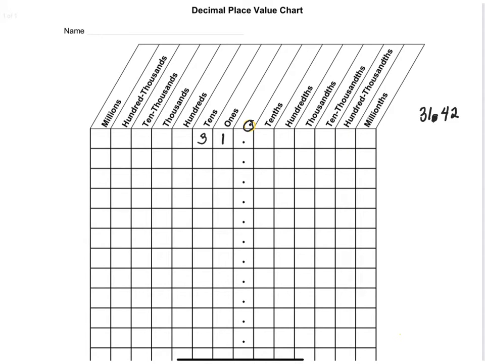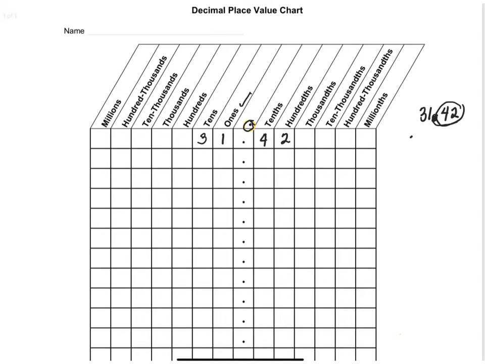But look, after the decimal, we have this number. So we put here 4 tenths and 2 hundredths. All right, as you can see, we do not have ones after the decimal. So whatever you see after the decimal, you will start with tenths. All right, so let's look at another example.